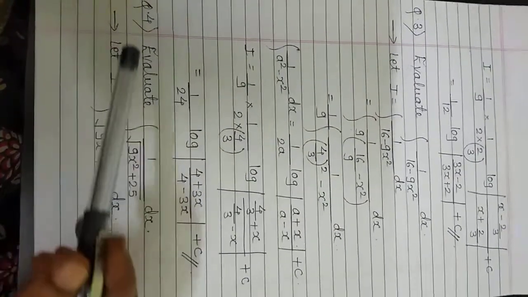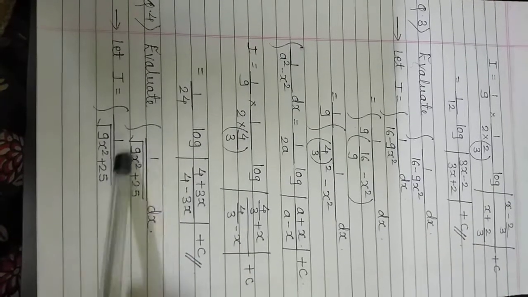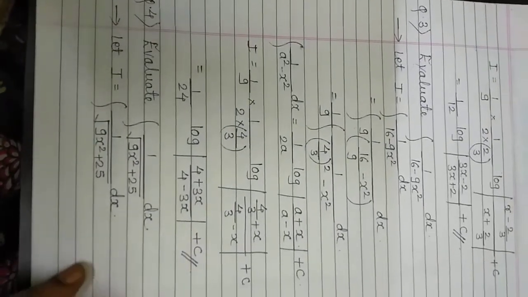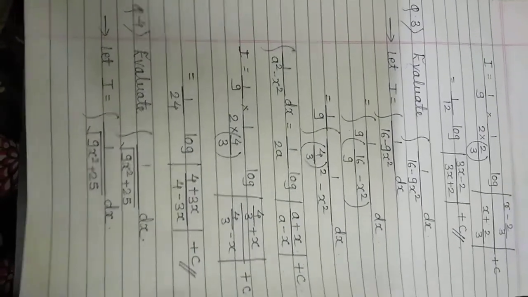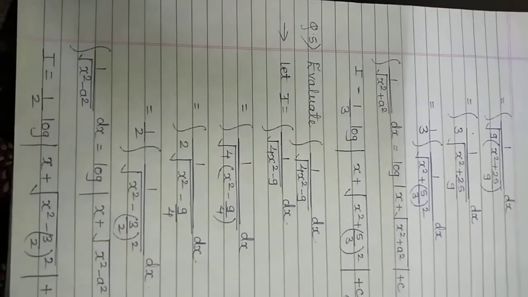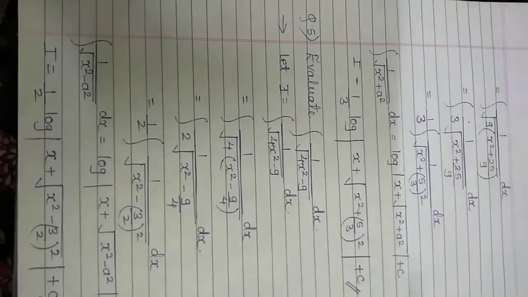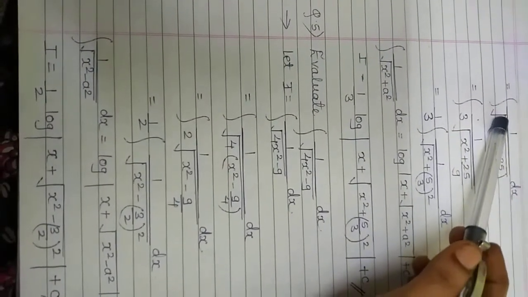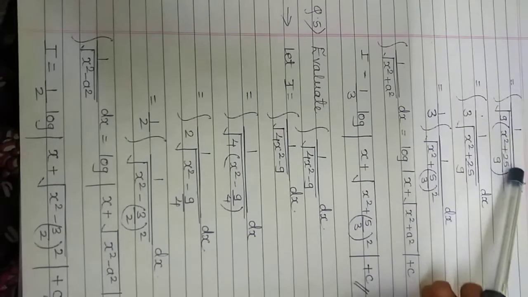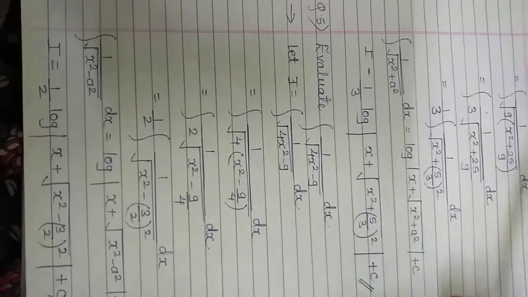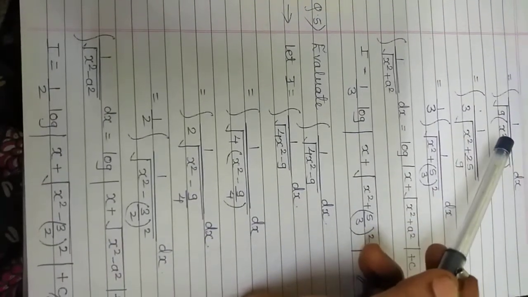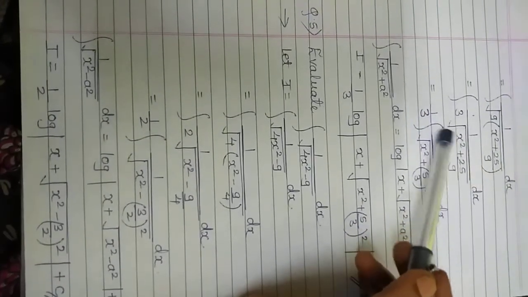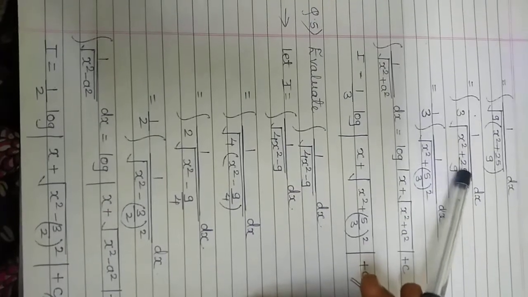Now question number 4. Evaluate integration of 1 upon under root 9x square plus 25 dx. We will consider the given term as I. Now as 9 is the coefficient of x square, we will take 9 common inside the root. So inside the root, by taking 9 common, we will get in the bracket x square plus 25 by 9. Now as 9 is inside the root, if we write that outside the root, then that will become 3. And in the root we have x square plus 25 by 9.